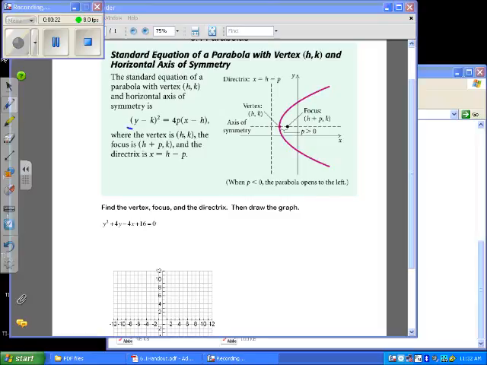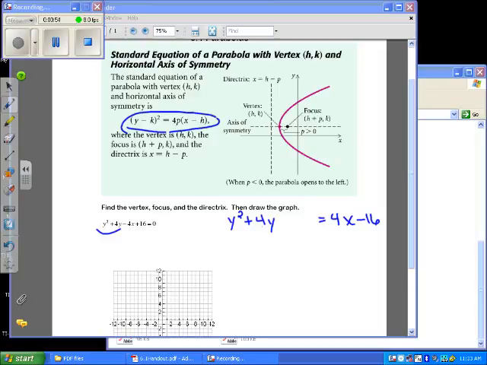Again, we want it to look like this so that we can actually identify a lot of the information from that. So what we're going to do is complete the square. I'm going to get the y's by themselves on one side of the equation and then bring everything else to the other side. So I'm going to add 4x to each side and subtract 16 from each side. Now I'm going to complete the square on the left-hand side.